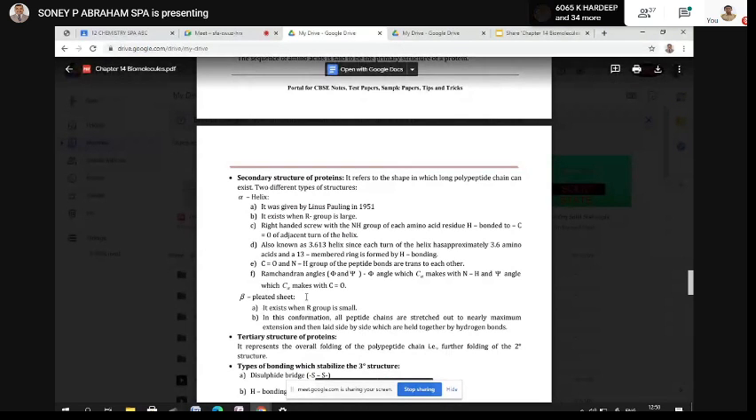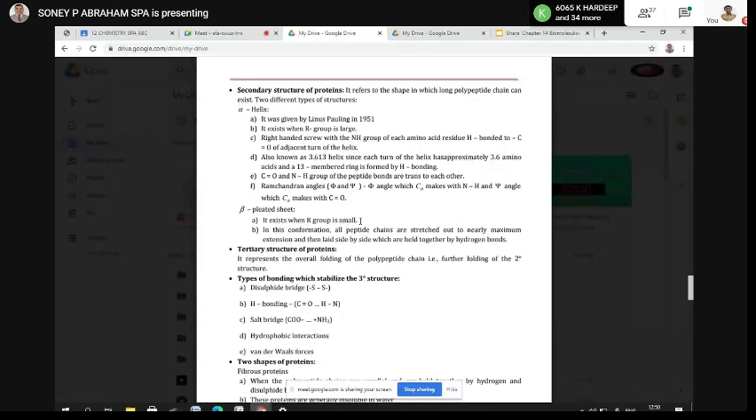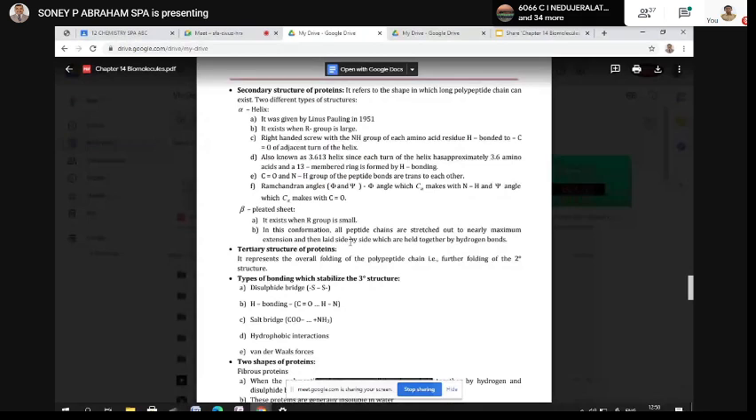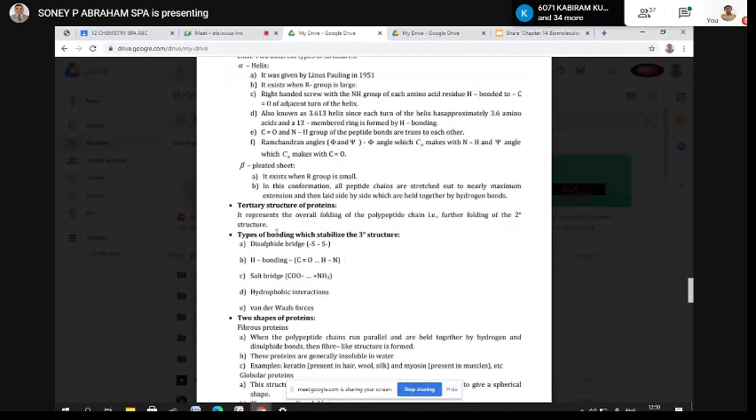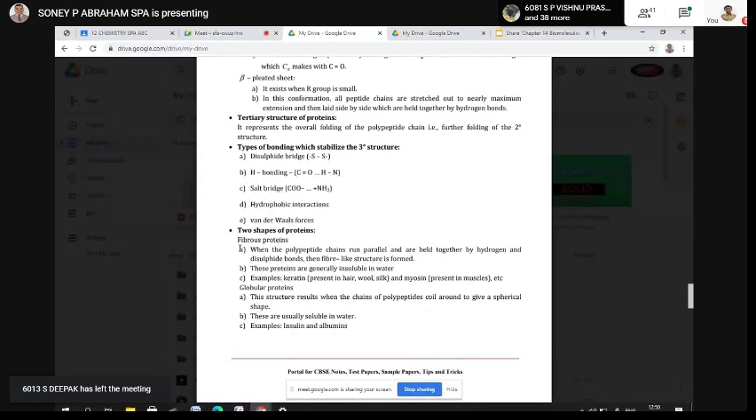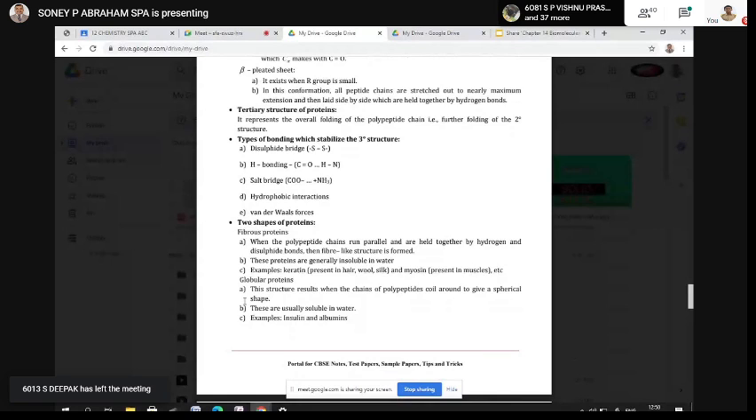Beta pleated sheet exists when the R group is small. Peptide chains are stretched out to the maximum, then lie side by side and are held together by hydrogen bonds. Tertiary structure represents the overall folding of the polypeptide chain, and it is stabilized by disulfide linkages, hydrogen bonding, ionic bonds, Coulombic interactions, and van der Waals forces. Two shapes result from tertiary structure: fibrous and globular.